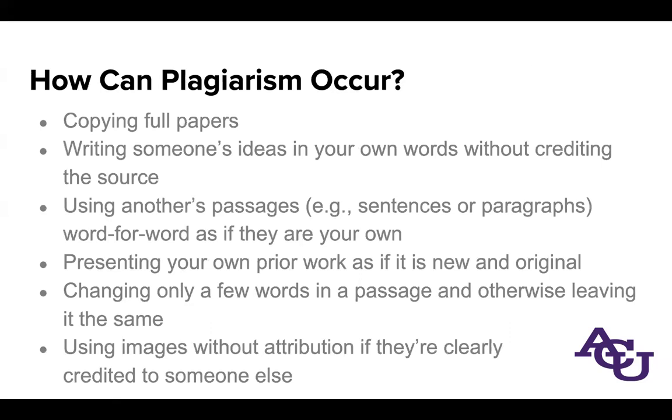Since plagiarism is so concerning, being aware of how it occurs is important to avoid intentionally or unintentionally plagiarizing someone else's work. Plagiarism occurs in a number of different ways. Some may seem obvious, and others may be surprising. For example, copying full papers, you probably know, is considered plagiarism. Writing someone's ideas in your own words without crediting the source is also plagiarism. Using another's passages, sentences, or paragraphs word for word as if they are your own is plagiarism.